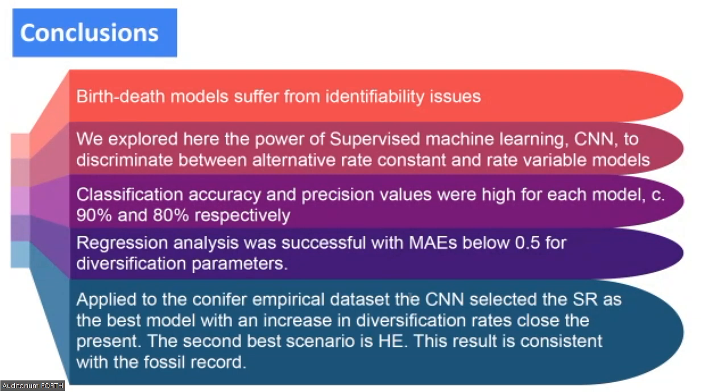So we need to check this, but we think that our CNN is able to predict different diversification scenarios in the same tree. But we need to check this because I did this just a week ago, so I have had no time to check this.